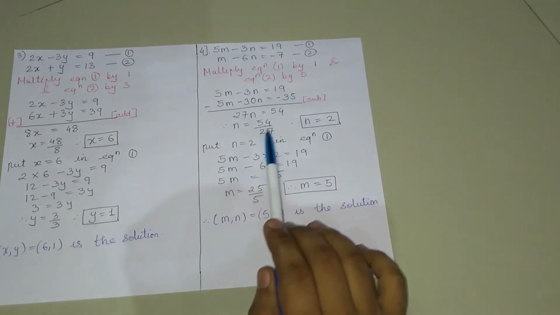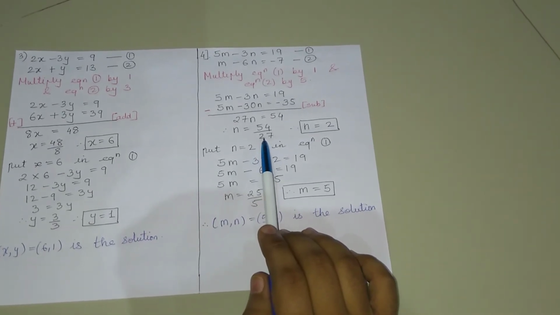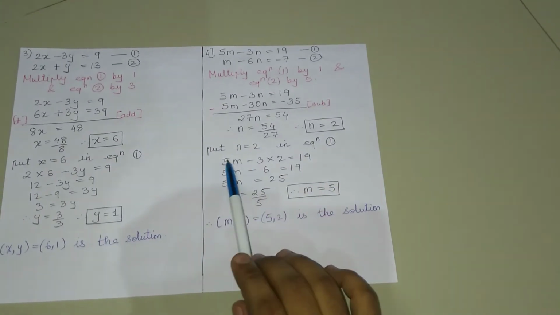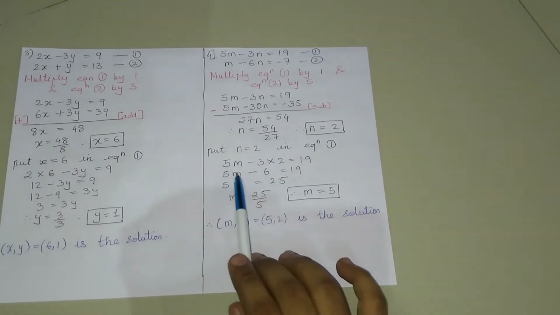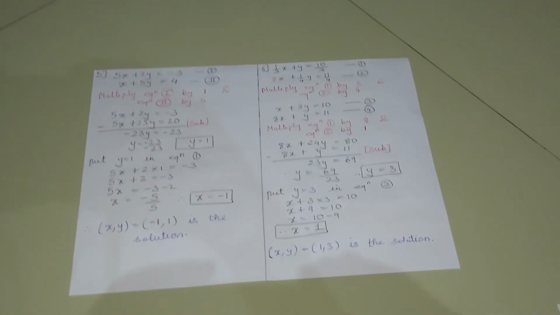Okay, so n is equal to 2, putting the value of n in equation 1. By solving this we get the value of m, that is 5. So 5 comma 2 is the solution. Okay, so now let's see the next question, that is question number 5.